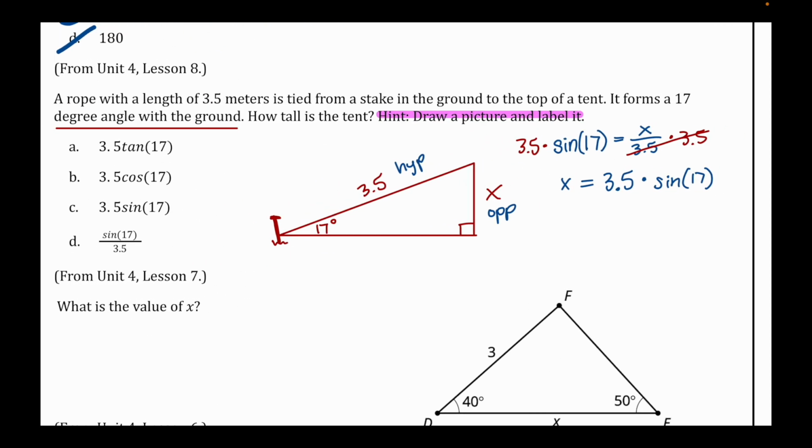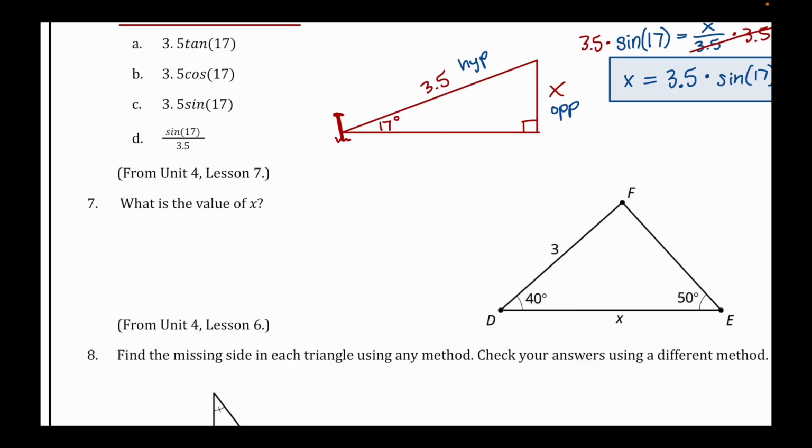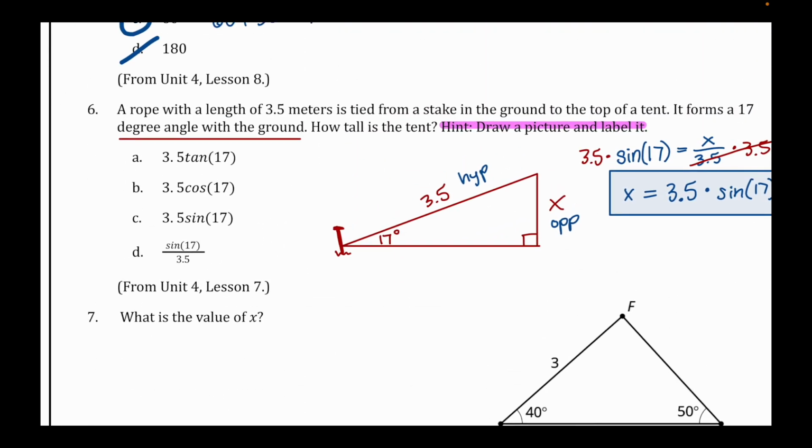Yep. If I found this as my exact height, then 3.5 sine of 17, that is choice C. All right.